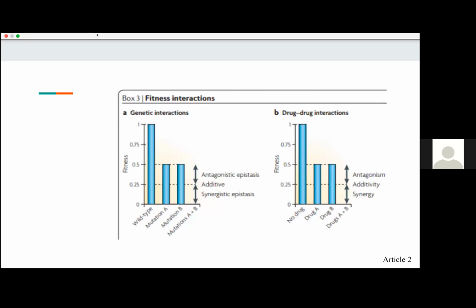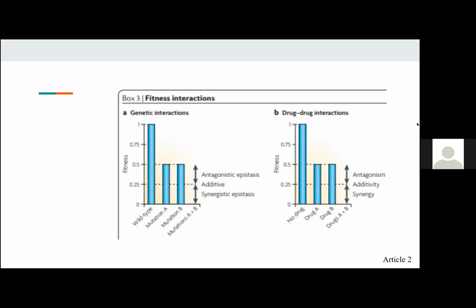In box 3, it depicts the fitness interactions of genetic interactions as well as drug-drug interactions. Essentially, when there are multiple drug-resistant mutations of a strain of bacteria, the cost of resistance is dependent upon the individual resistance mutation cost, as well as the epistatic interactions of the resistant mutations.